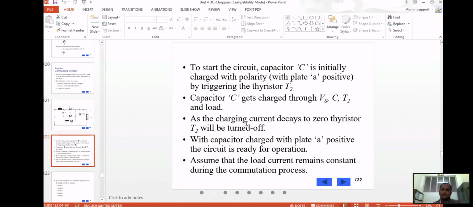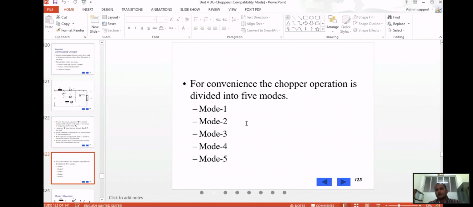So in this circuit, we depend on the capacitor. We have to assume that the load current remains constant during the commutation process, so there shouldn't be any variation in the load. As I told you in the beginning, the load should remain constant during the commutation process. You know what commutation is. We'll see each of these modes. For convenience, the chopper is operated in five different modes.